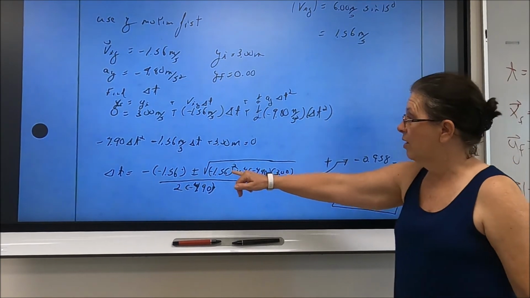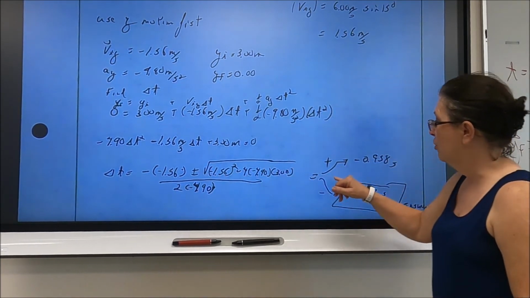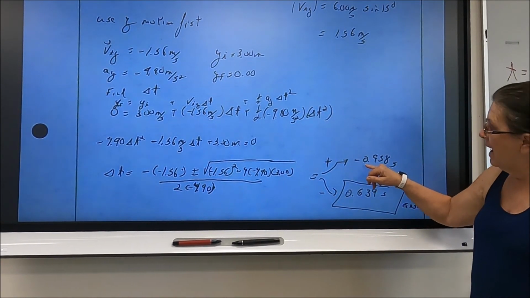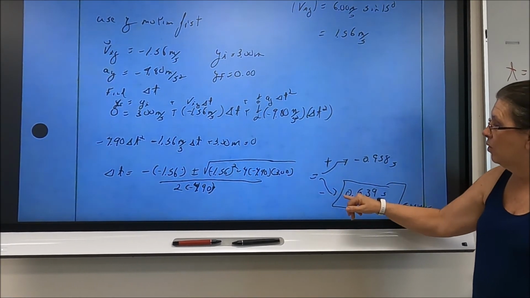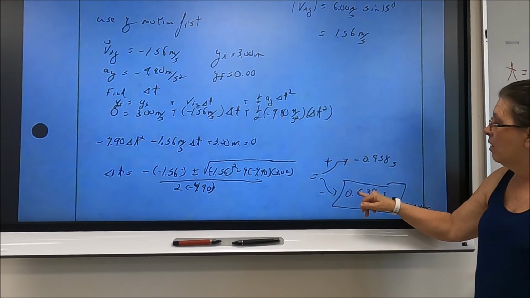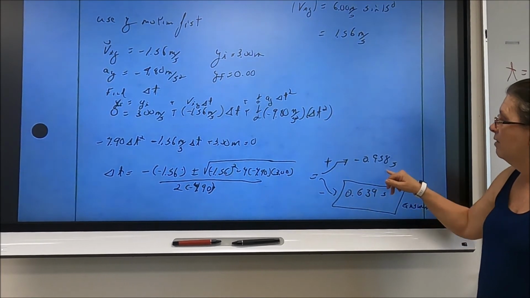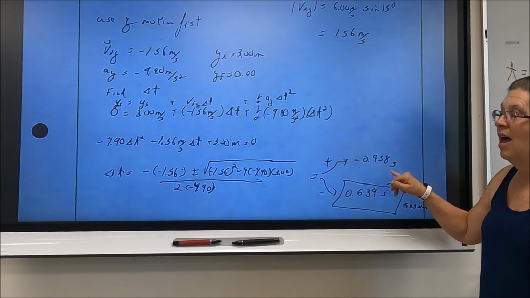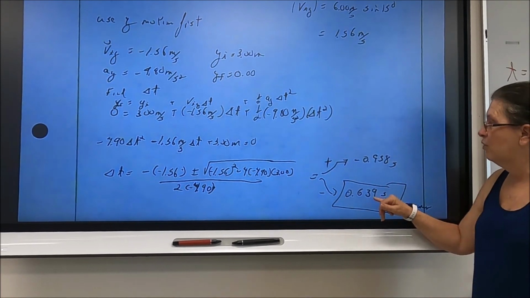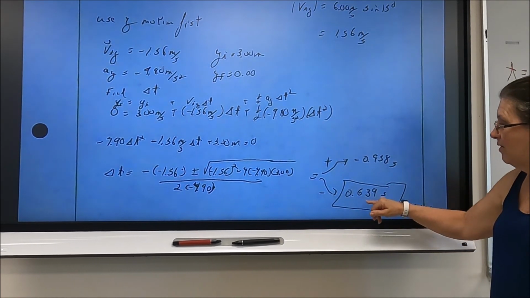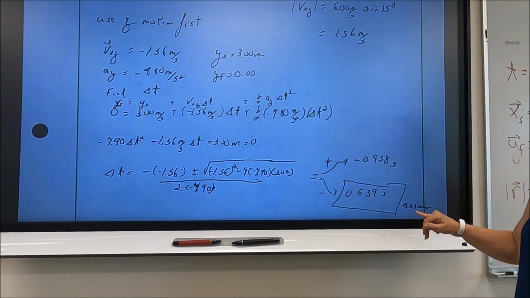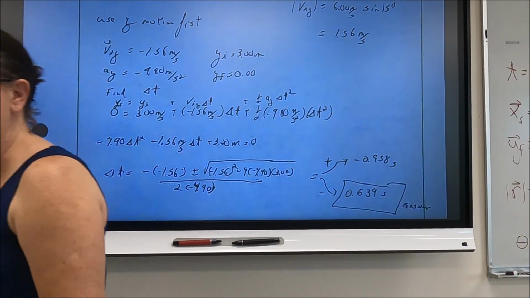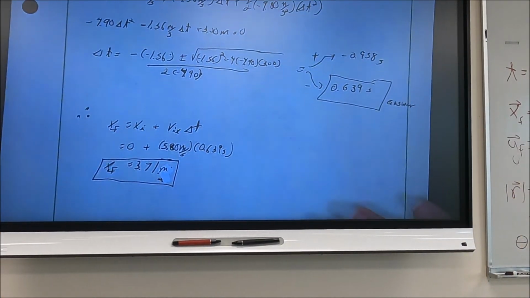There is a solution when I add, there's a solution when I subtract. One of my answers is minus 0.958 seconds. The other one is 0.639 seconds. We can't have a negative time. It doesn't go back in time, so we have to go with our positive answer. Our answer is 0.639 seconds. Okay? So one of them isn't going to make mechanical sense.